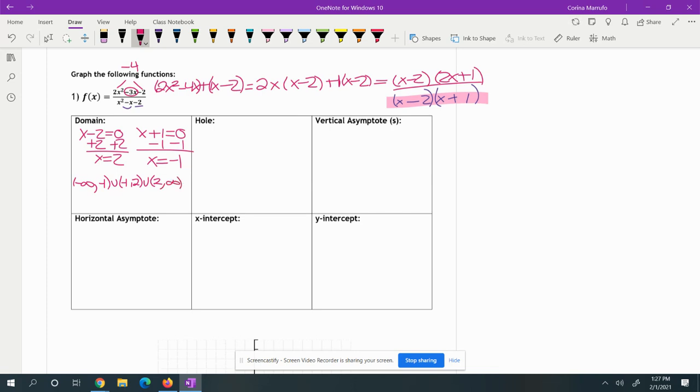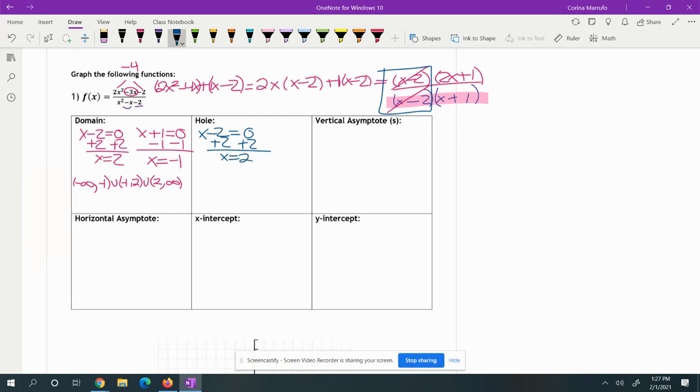Okay. Then from there, if I look, these two cancel each other out. So that means that's where my hole is going to be. That term right there, they canceled out. This one right here, that's the one that I have to set equal to 0 and solve for x. So x minus 2 equals 0. So plus 2, and x equals 2. So that's my x value.